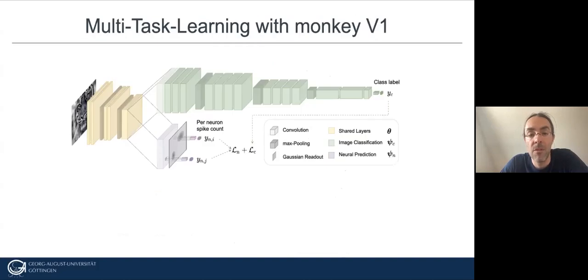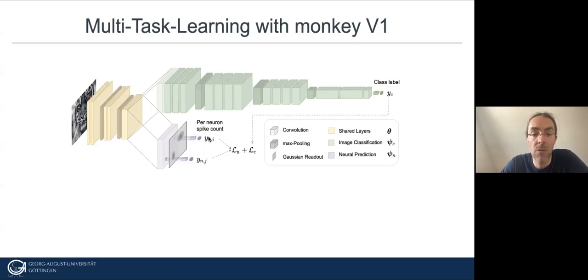All right, so this is the network. This is how we actually did it. We used VGG19. We determined the best layer to predict monkey, so macaque, V1 data. And then we put a readout head on this layer, with a special readout that we published for mouse neurons before, and that we used to predict the spike count per neuron when looking at particular natural images. The other branch is basically the normal VGG19, except that we made it fully convolutional at the end. But it's basically an image classification network that has to predict a label for a given image.